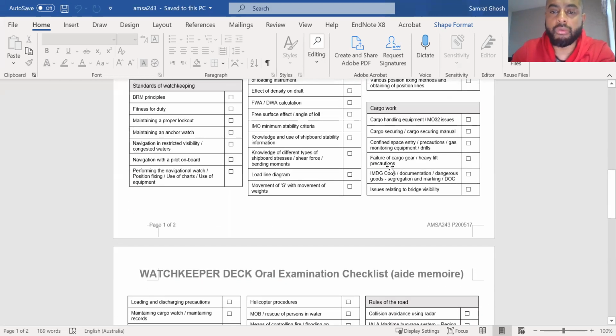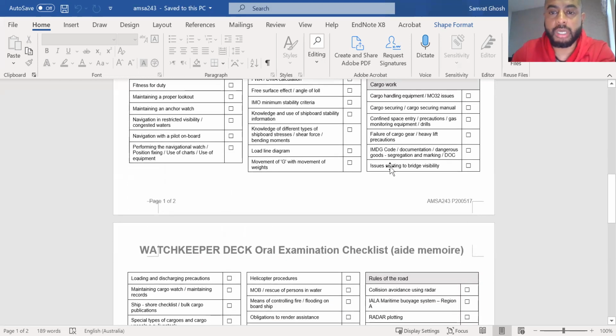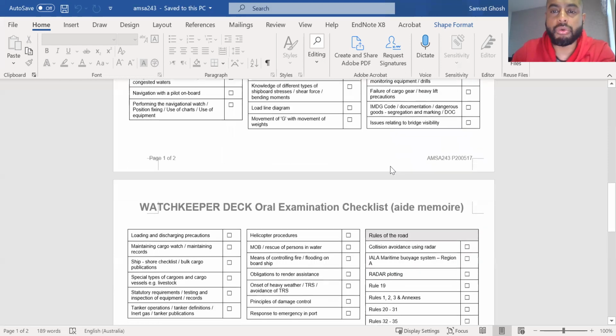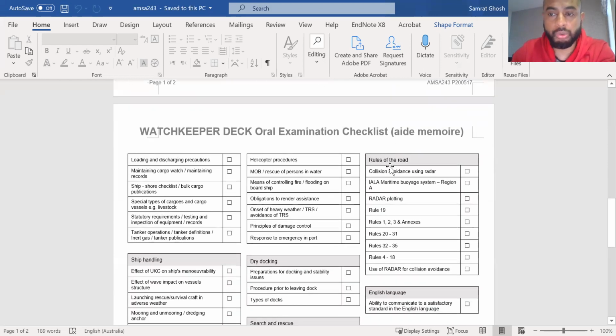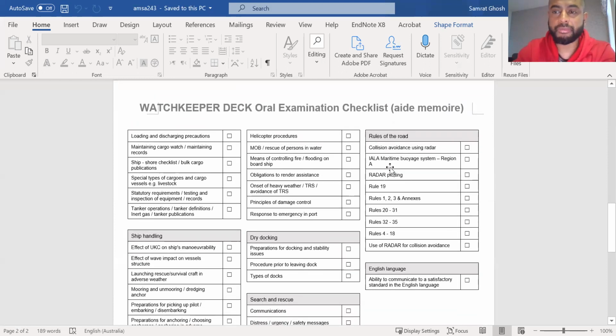Then you go on to cargo work. You can see the areas which are being asked in cargo work. Again, like I said, I don't want to read out every point because you can do that as well and it will become very boring. I just want to give you some tips here. So remember all these areas.